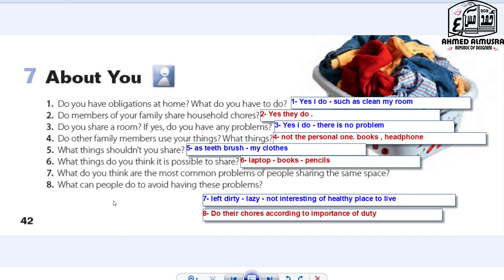Okay, number five. What things shouldn't you share? A toothbrush and my clothes. Number six. Now here, what things do you think it is possible to share? Okay, laptop, books, pencils. Number seven, what do you think are the most common problems of people sharing the same space? Okay, leaving things dirty, laziness, not an healthy place to live. Number eight, what can people do to avoid having these problems? Do their chores according to the importance of the duty.